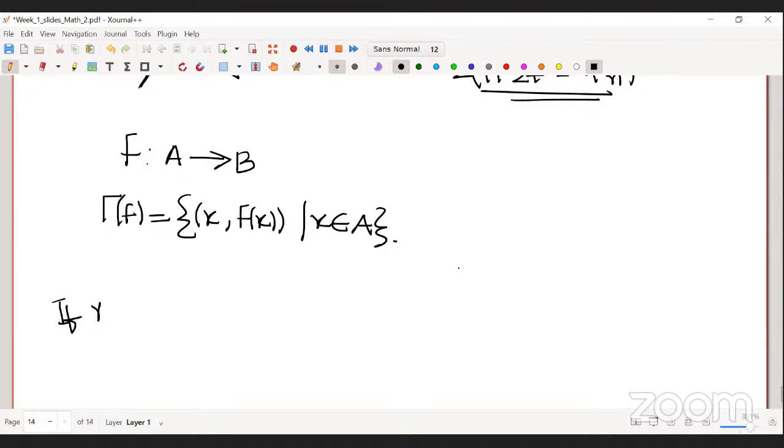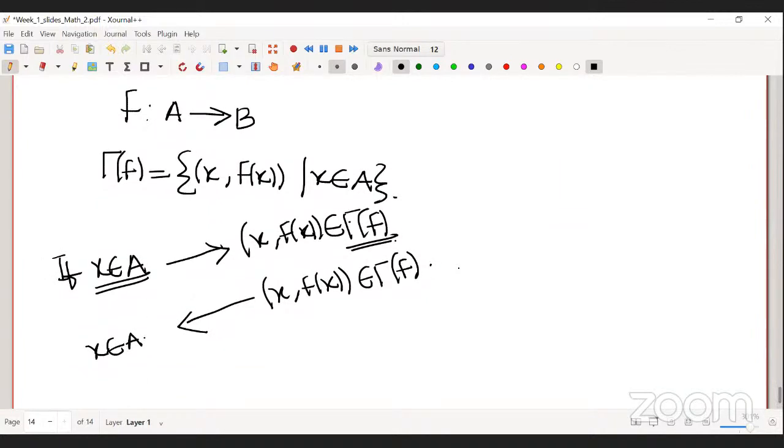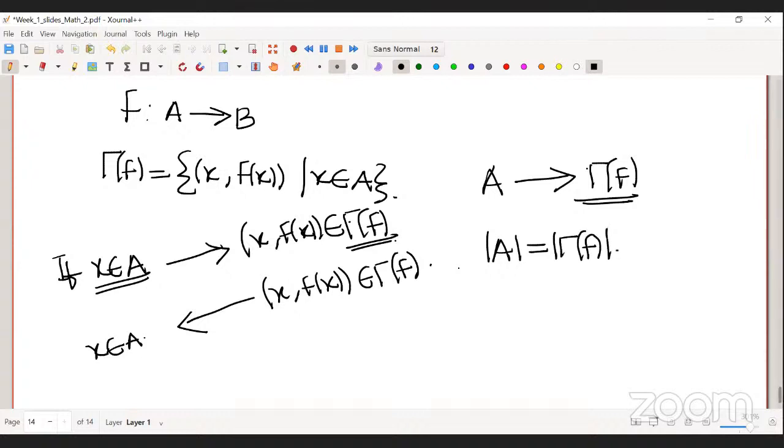The thing is, if x is in A, then you are getting a point x comma f of x in gamma of f, that is the graph of f. And similarly, if you have a point in the graph of the function, then you will get an element x in A. So what it's giving is a bijection between A and gamma of f, right? So basically the cardinality of A is the same as the cardinality of gamma of f, right?